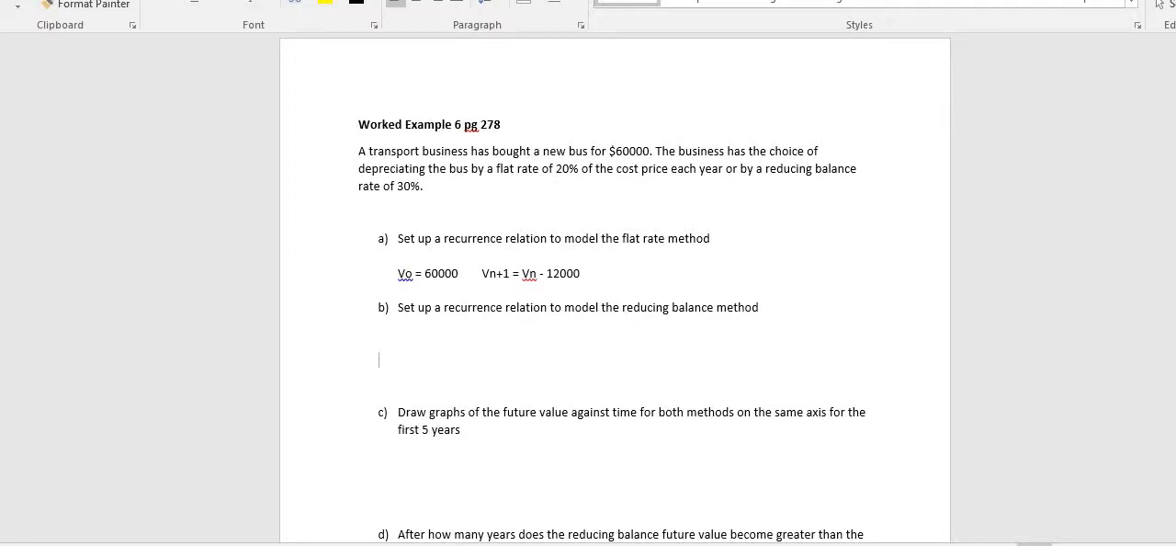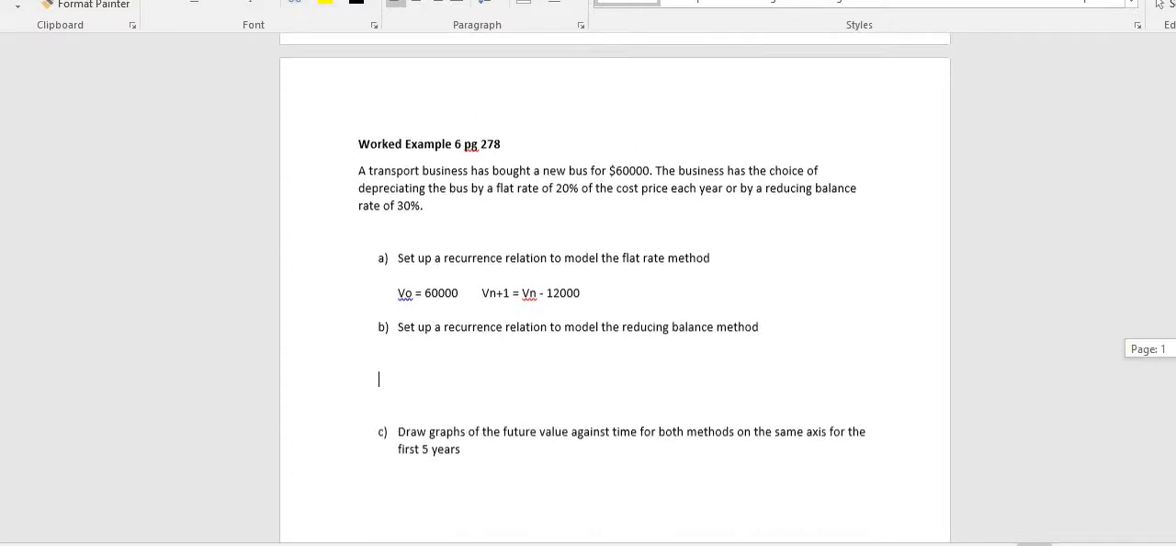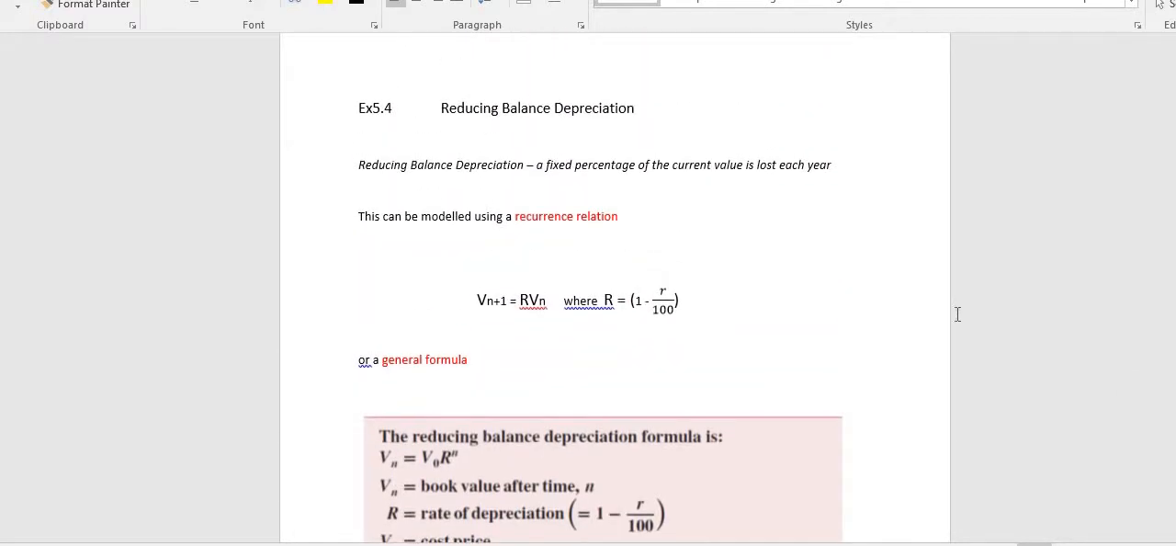Now the reducing balance method is different. With the reducing balance method, you're going to come down by a percentage every year. So you're going to come down by the same percentage every year of the previous year's value. Now we can see that model back up here. So this is the general recurrence relation I'm going to be using, and here's my definition here. A fixed percentage of the current value is lost each year. Now it does look different, so we still have our Vn plus 1. We're still going to have a V0, an initial term, but the difference this time, instead of coming down by the same dollar amount, we're going to come down by the same percentage.